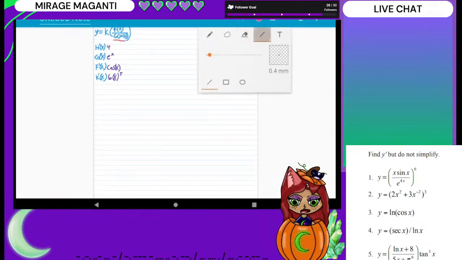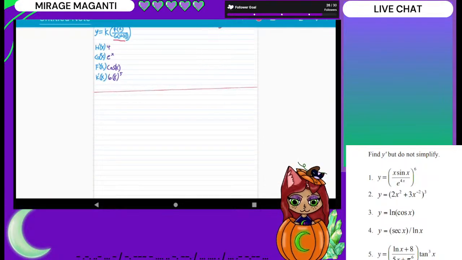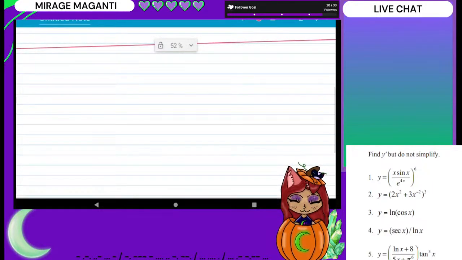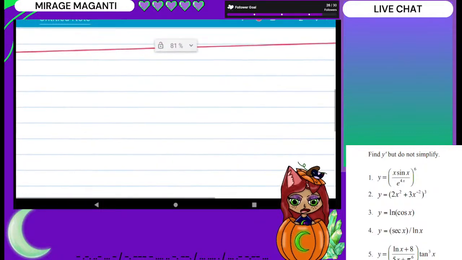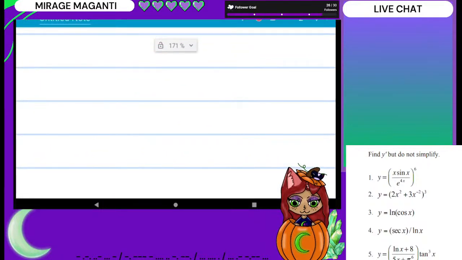I'm going to go a little bit faster, just because I don't want to do every problem like that because it's going to take forever, because there's like 100 different practice problems I could do. So I'm not going to do that. But let's do number 2.